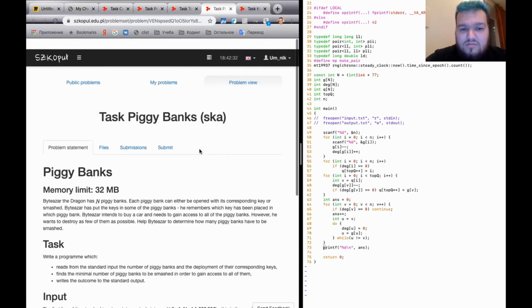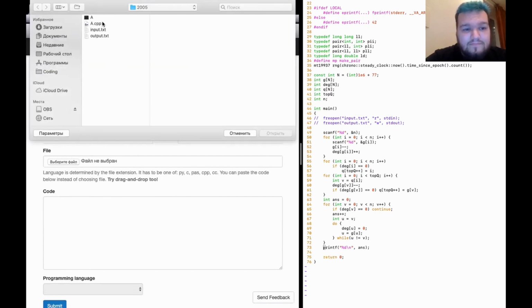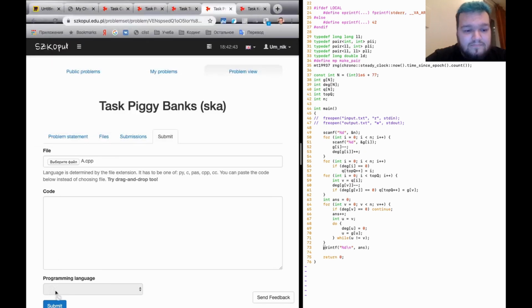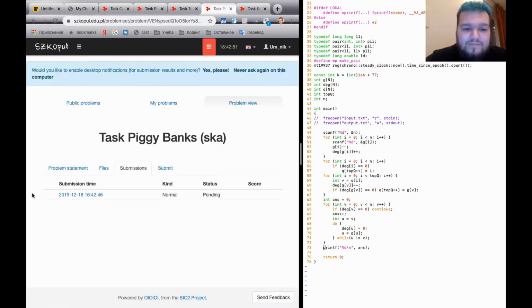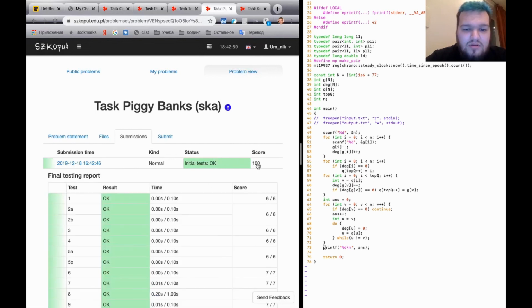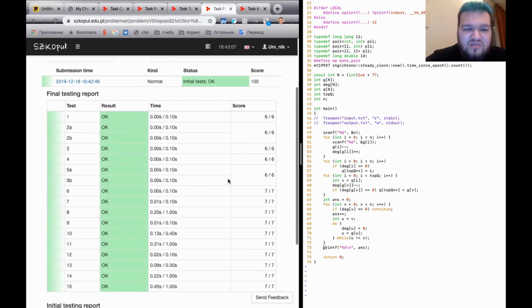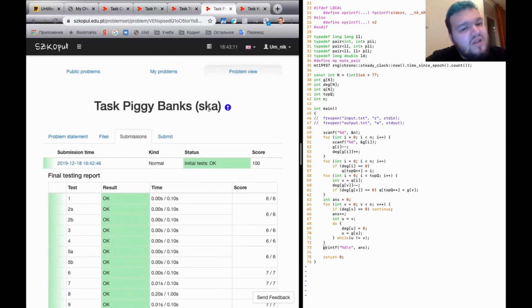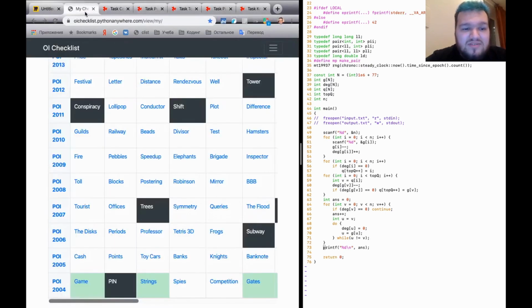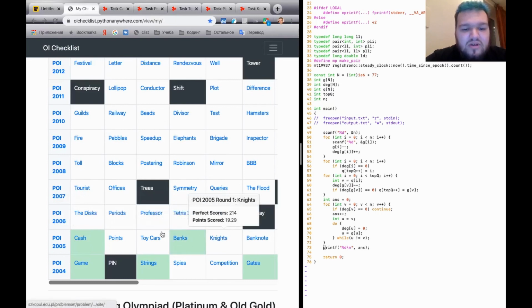Okay, we can submit. Yay. For some reason it doesn't say how much memory I used. Okay. So we have accepted two of these five problems. Let's go to the checklist. So these two have accepted.